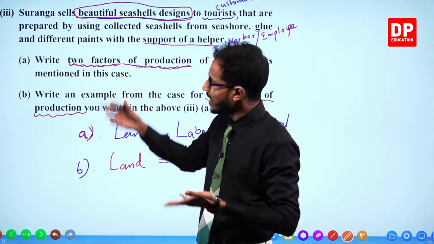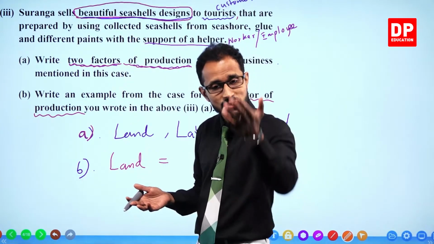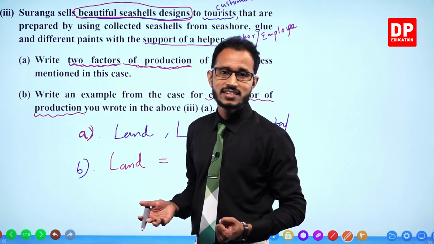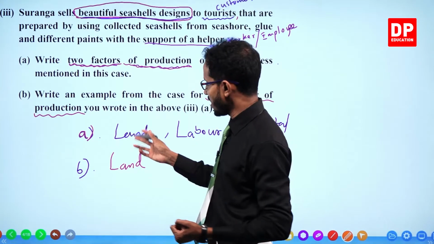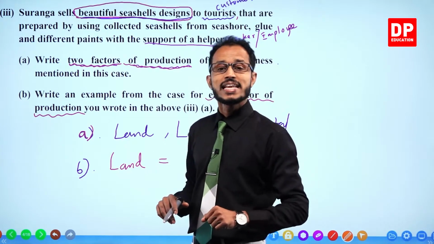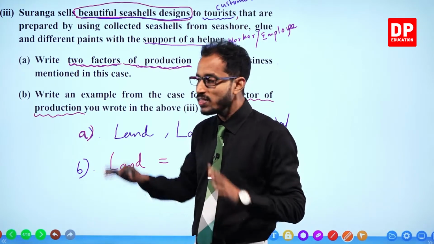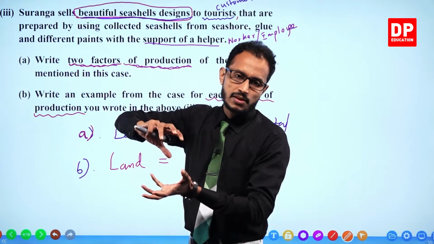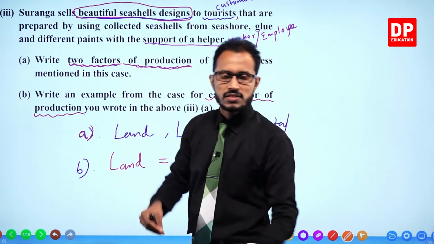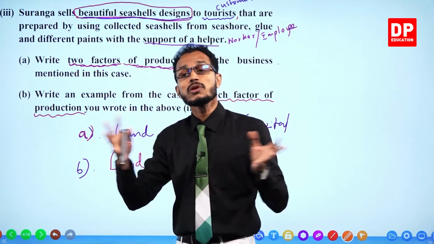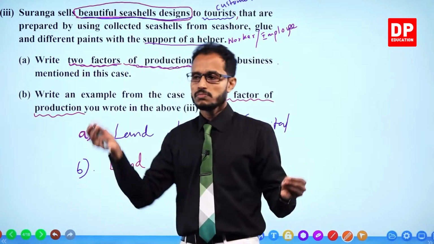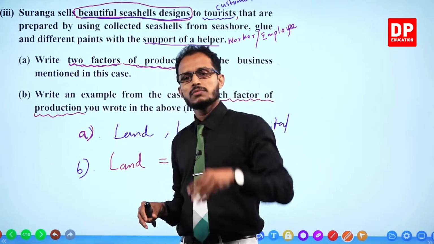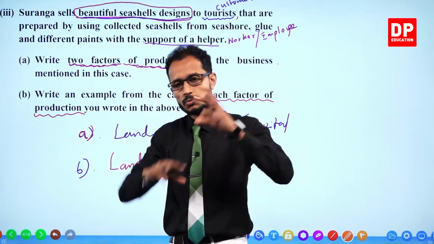From the case, what examples can you take? Land means, first of all, children, natural resources. All the natural resources used in producing something, which are put in as ingredients, natural things used or put in to produce something.